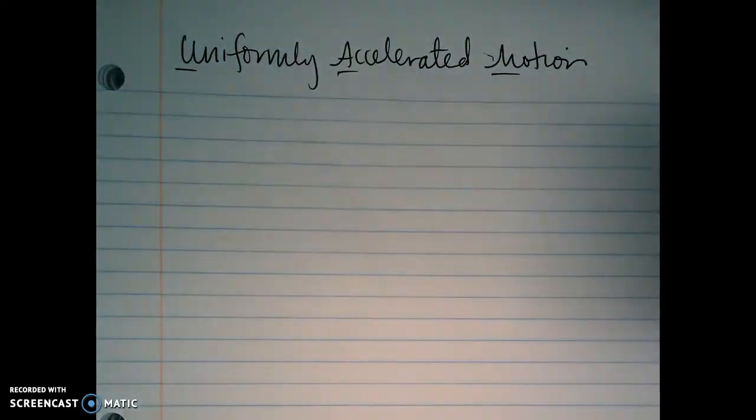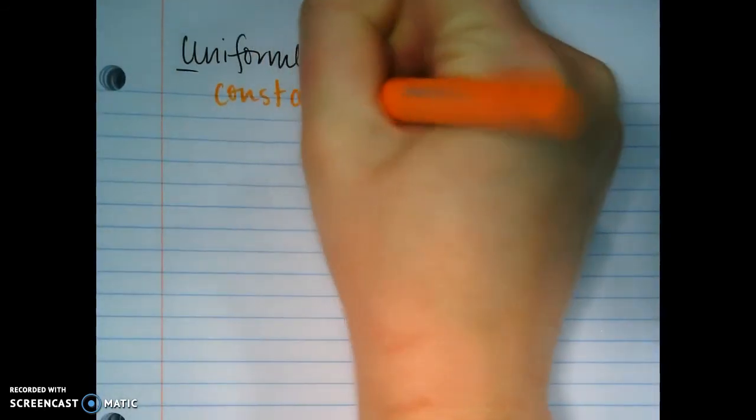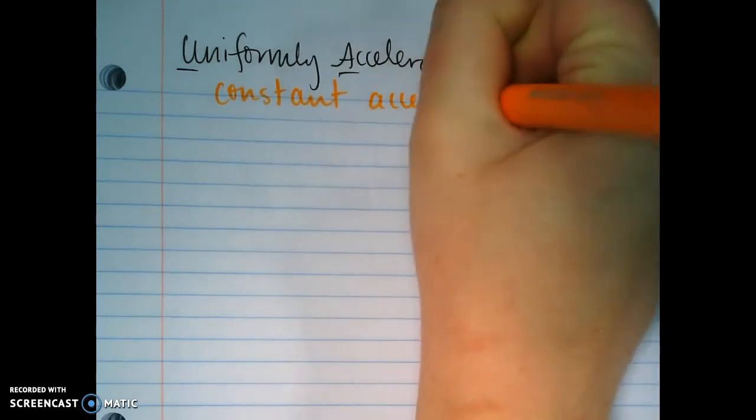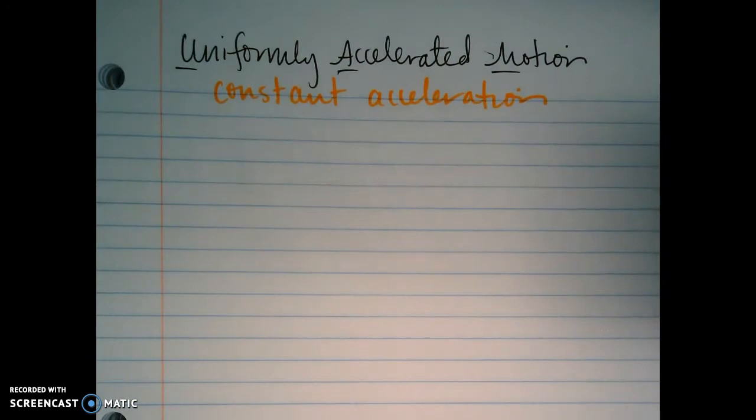So, uniformly accelerated motion is a situation in which the acceleration at any given point in time is constant. That's an important thing. We can only use these equations in situations where there is constant acceleration. So, we're going to derive a couple of useful equations that can be applied to motion situations.